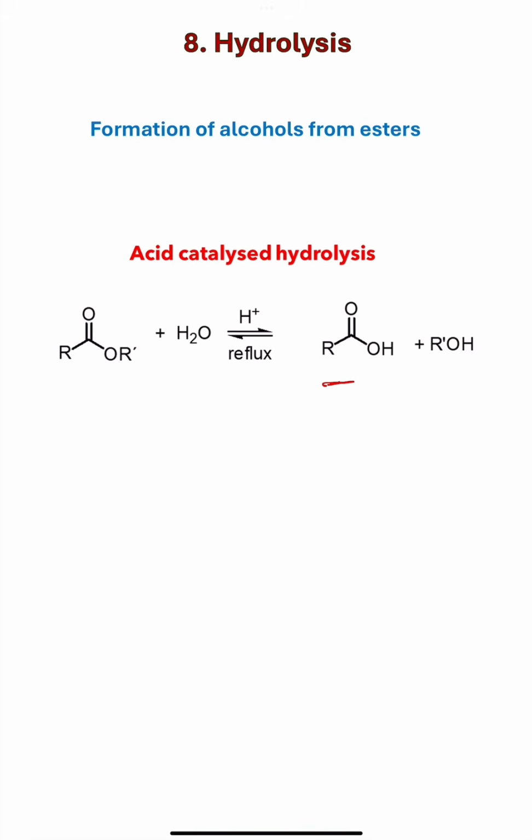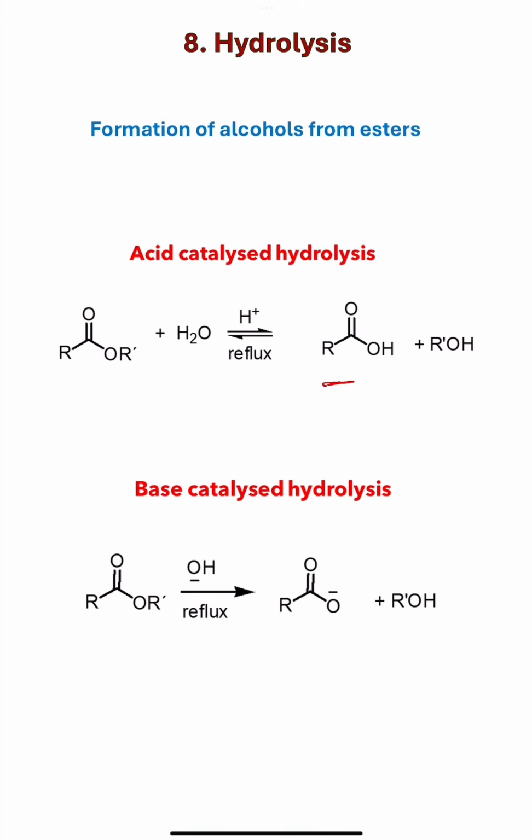Or we can use base catalyzed hydrolysis, where you use a base like sodium hydroxide or potassium hydroxide under reflux, and the OH- is the nucleophile that will attack the carbonyl carbon. That will give you the salt of the carboxylic acid and then the alcohol.